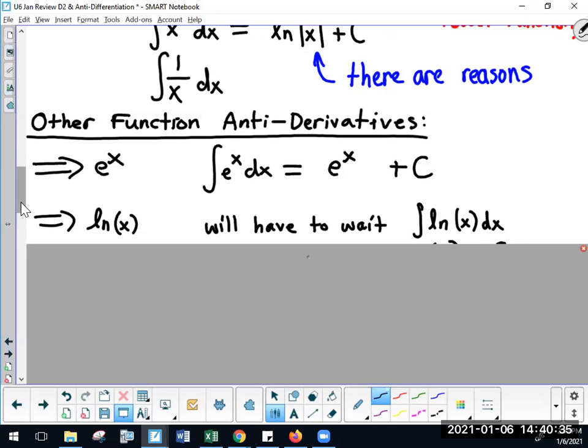There are two functions in the first batch. One of them is e to the x. An antiderivative of e to the x with respect to x is e to the x plus c. How come? Well, the derivative of e to the x is e to the x, right? Plus c because we don't know the constant. So you may be thinking, how about natural log of x? Well, we need to wait on further techniques to get an antiderivative for natural log of x. That one will be coming later.